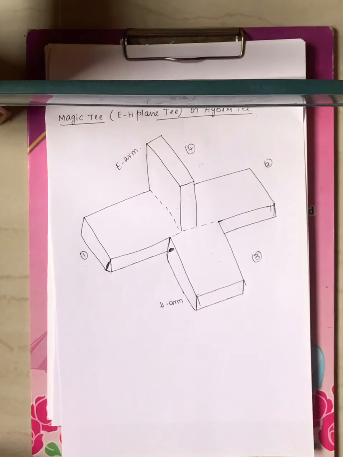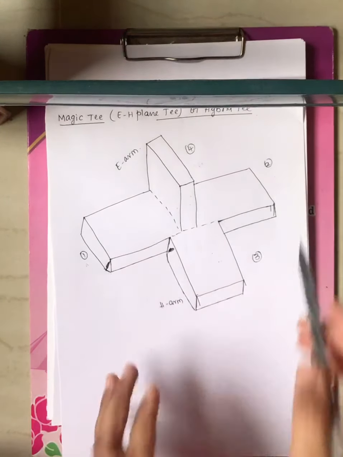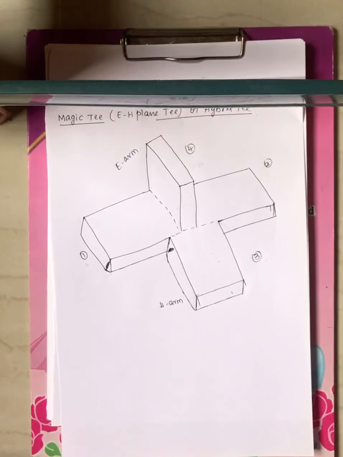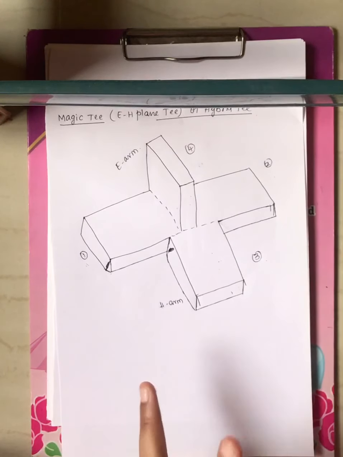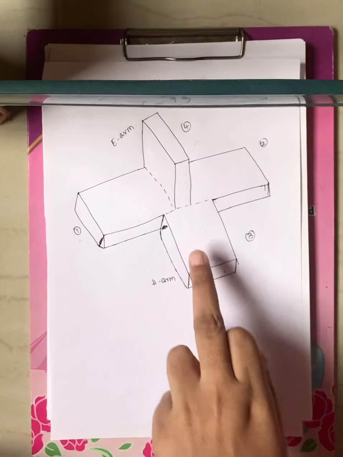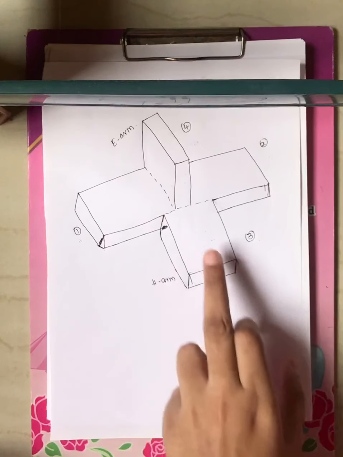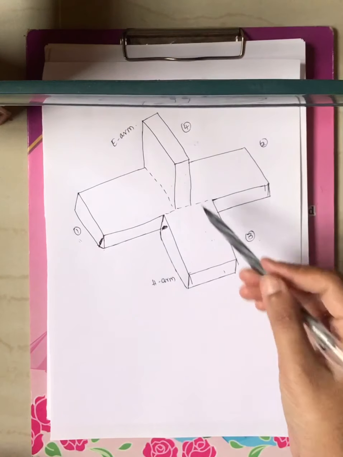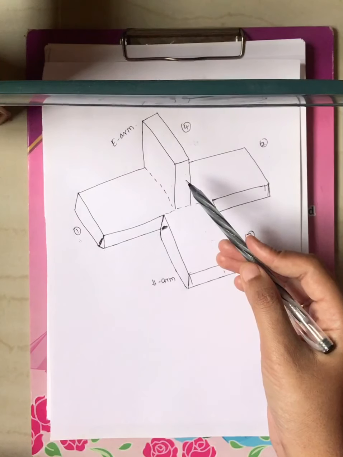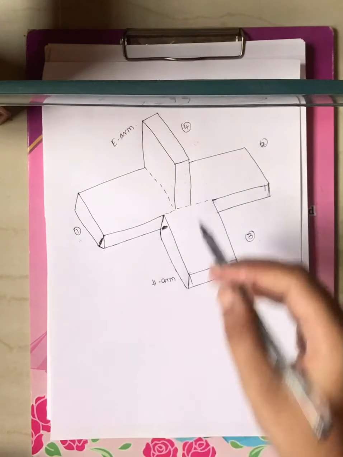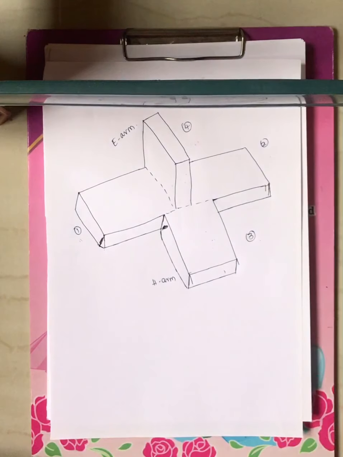Now this is the structure of your magic T. Port 1 and 2 are collinear to each other, port 3 is your H arm and port 4 is your E arm, right? This is a combination of EH plane T. After making a slot along its width, we insert a rectangular waveguide, which makes the H arm. And after making a slot along its breadth, the broader dimension, we insert another waveguide that acts as the E arm, denoted by port 4.